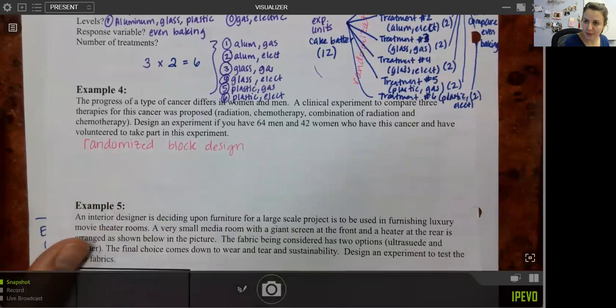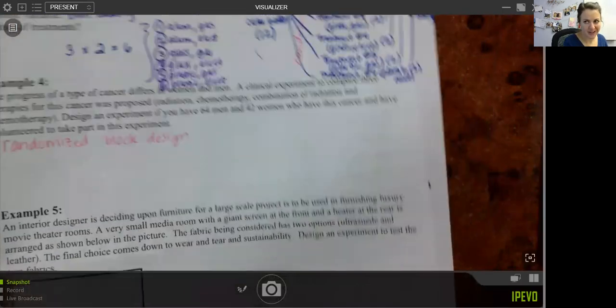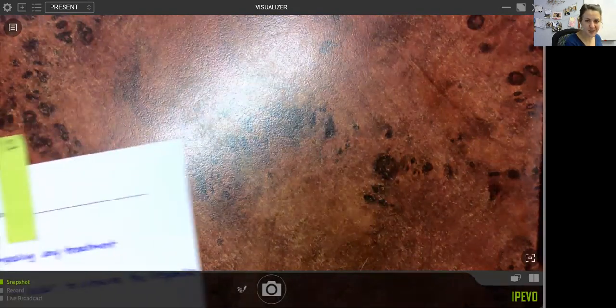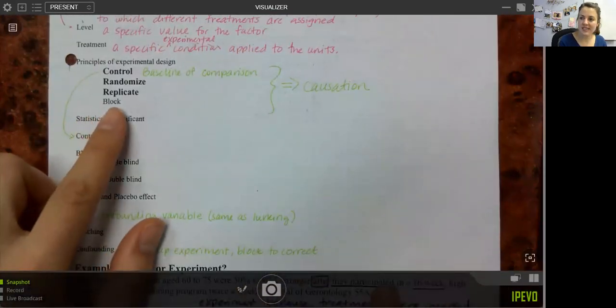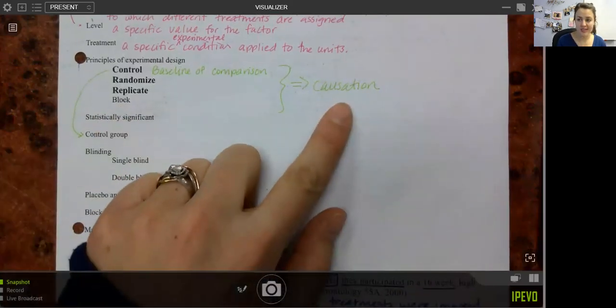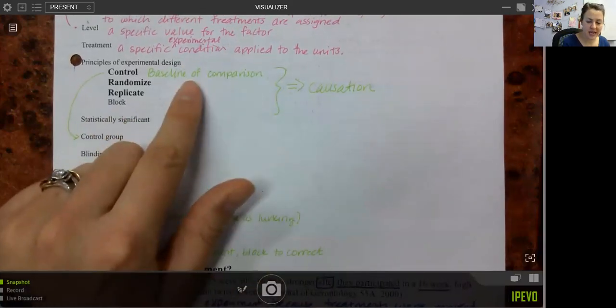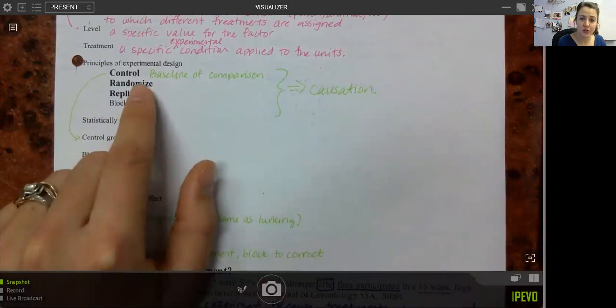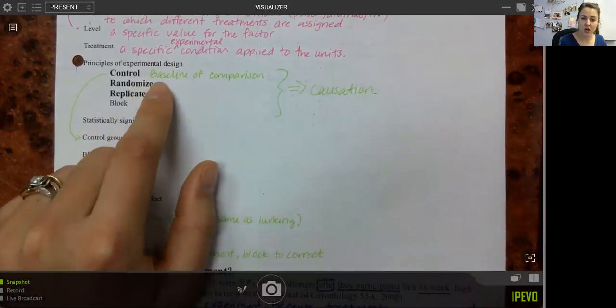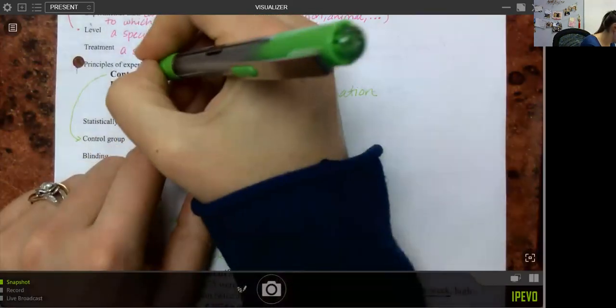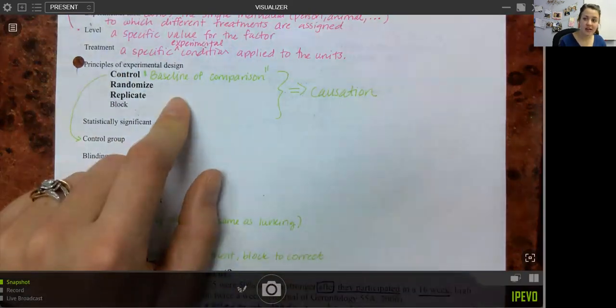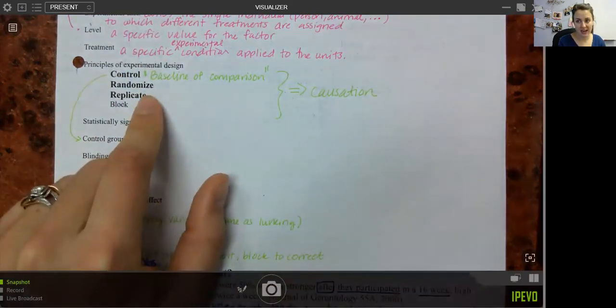So before we do example 4 on our outline, go ahead and grab your chapter outline if you haven't already done so. I want to talk a little bit about the front of this. We previously talked about the fact that in order to actually prove causation, you need to have a well-designed experiment, which means you need to have good control. Remember, control groups are used as a baseline of comparison. That is your buzzword right there. We also need to have good randomization, and we need to be able to replicate this a lot of times.